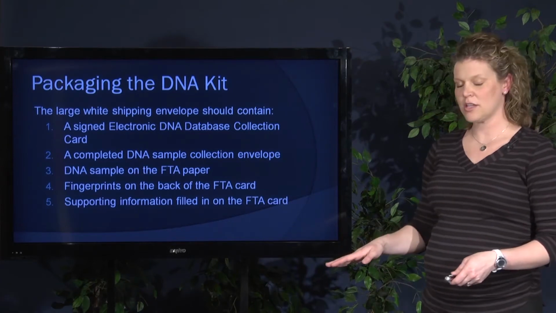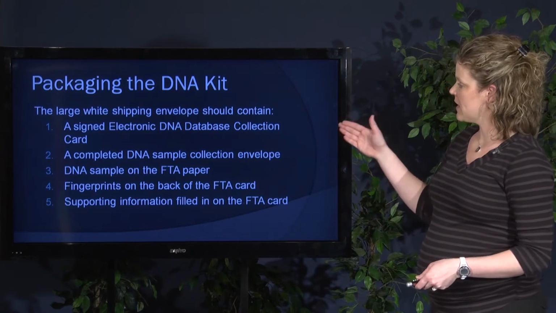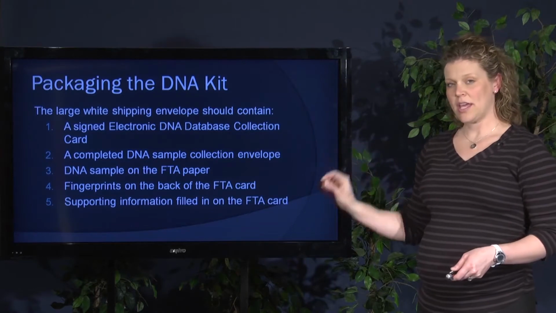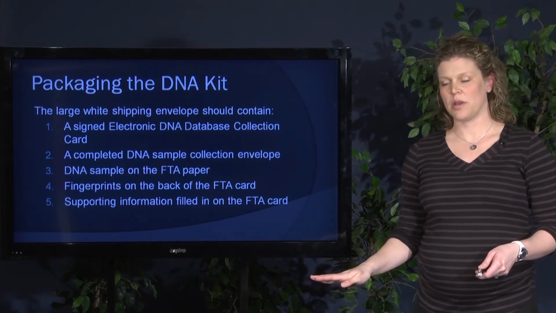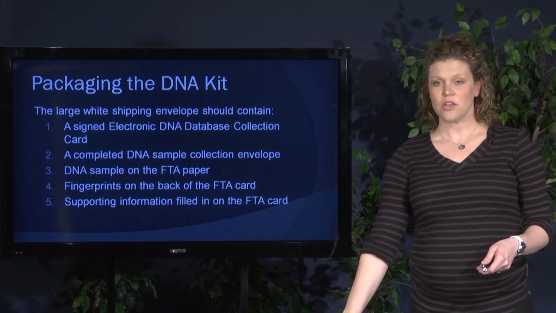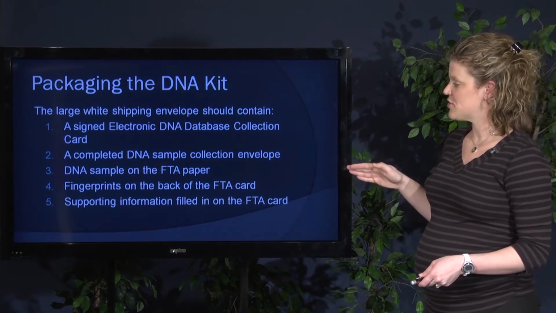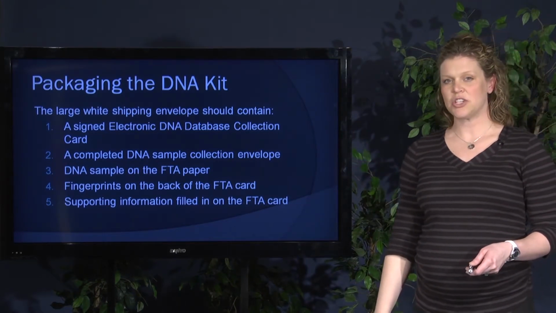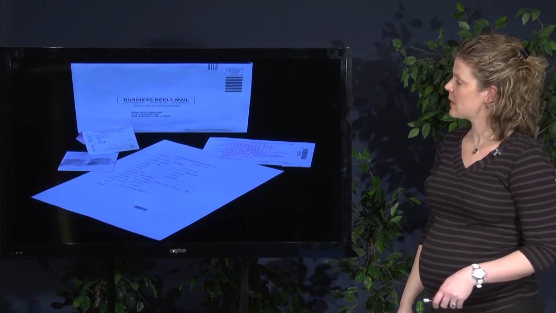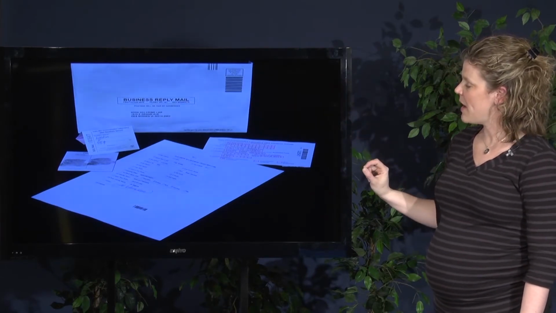All right, so we talked a little bit about what needs to go into that envelope and be sent to the laboratory. The electronic database card, a completed DNA sample. Now, we have a new kit. As you see, it's a white envelope and not a manila envelope anymore. At the end of this particular presentation, you're going to watch a video on how to use the new kits. We also need a fingerprint, like I stressed before, and the supporting documentation on the FTA card itself. So, this gives you an idea as to what's going to be sent to the lab.